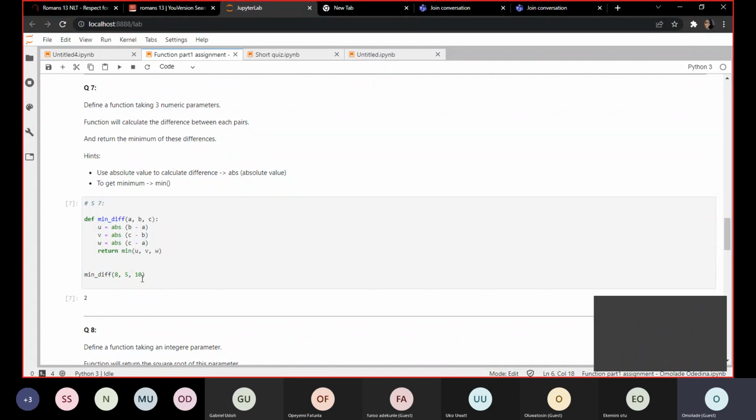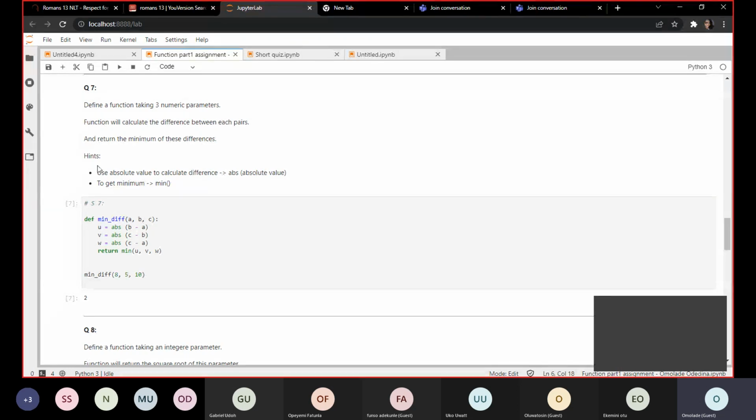Now, we have to calculate the difference between each pair. That means you are looking for the difference between A and B, the difference between B and C, and the difference between A and C. A and B is a pair in this tuple, this function that we can see here. B and C is another pair. A and C is another pair, right? So you have to take different pieces. We are looking at 3 numbers at the end, and we have to get the minimum.